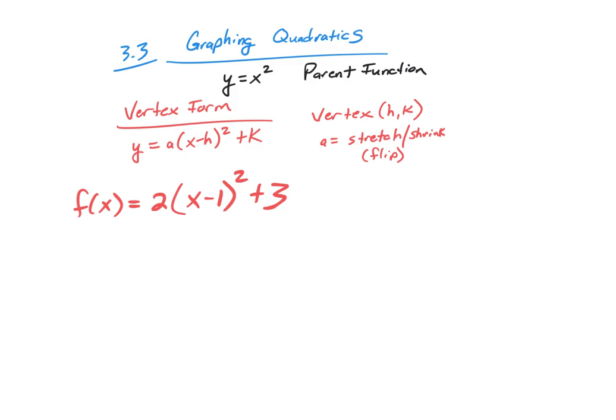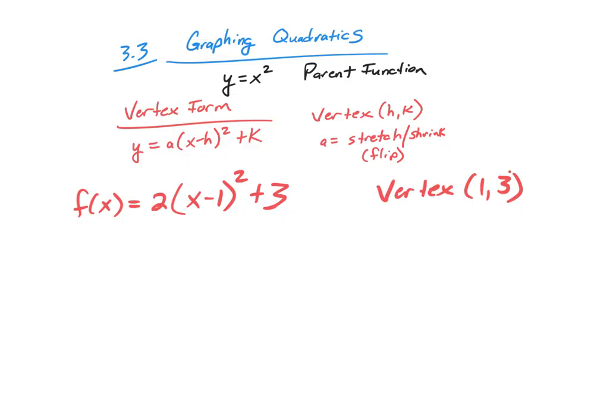Okay, so this is what we call vertex form of a parabola. We should be able to look at this. So what does the minus 1 here tell me? What direction is it going to move? Right 1. What's the 3 tell me? Up 3. And so what that tells me is my vertex is going to be at (1, 3).